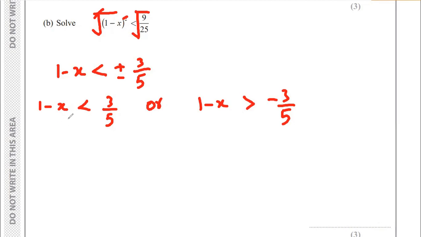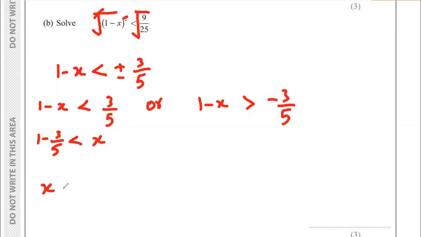Right, so how can we solve this one? What we need to do is take away 3/5 from both sides, and add x on both sides. So 1 take away 3/5 is less than x, because when x is added, x becomes positive and it goes on the right hand side. Basically 1 take away 3/5 is 2/5, and 2/5 is less than x.